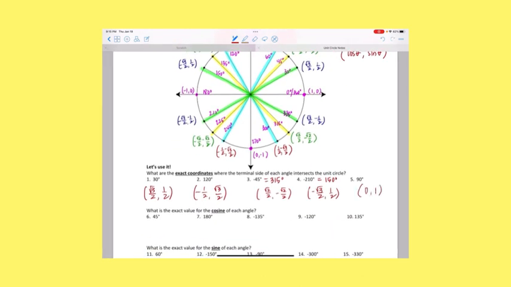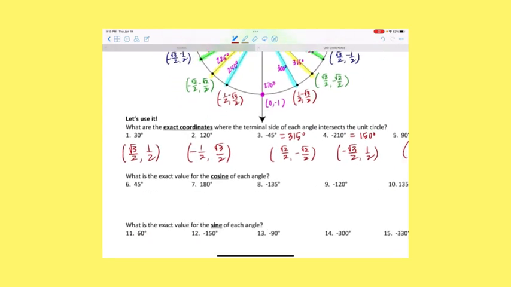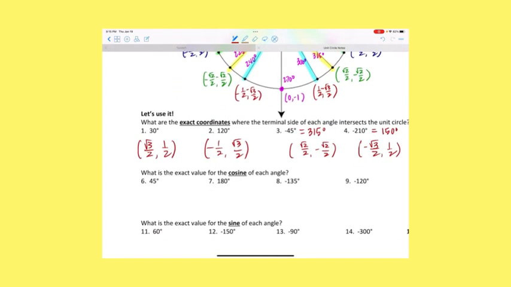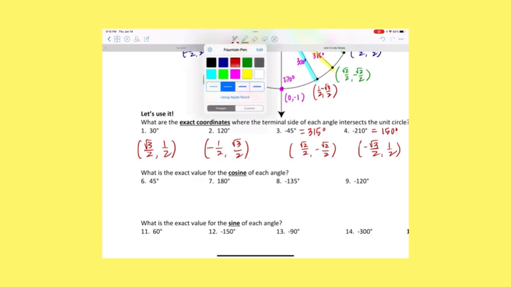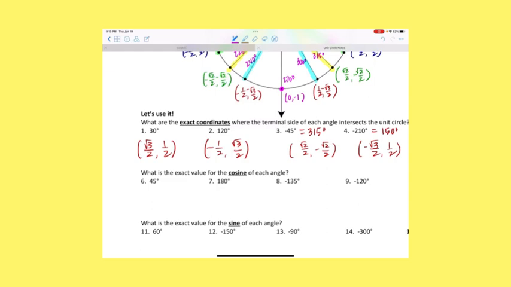Okay, so those are the coordinates, but remember the reason we want to know these coordinates or be able to identify them is because they show us the cosine and sine. So if I said what is the exact value for the cosine of each angle, you're going to do the same thing we did, locate the coordinates, and then for the cosine, all we're going to do is pick out the x value in the coordinate. So the x value is the cosine.